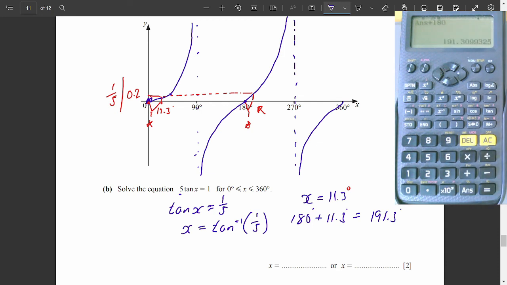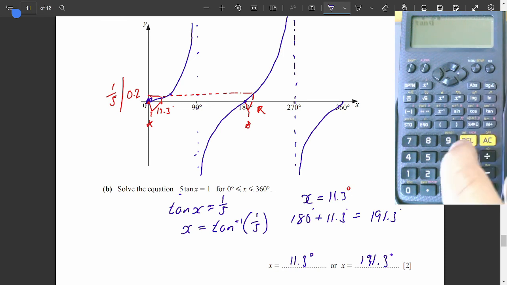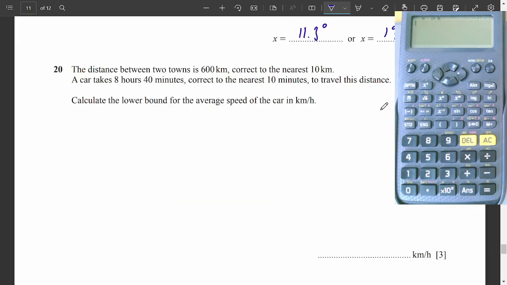There's the full answer. Okay, so we got our two answers, 11.3 degrees and 191.3. Remember, we're rounding all angle answers to one decimal place, not to three significant figures. We can check if that's right by simply slotting in tan. Now putting in my previous answer, which is 191.3, equals, and I get 1/5. I know my answer is correct. You've done it. Question 20, the last one on the paper.